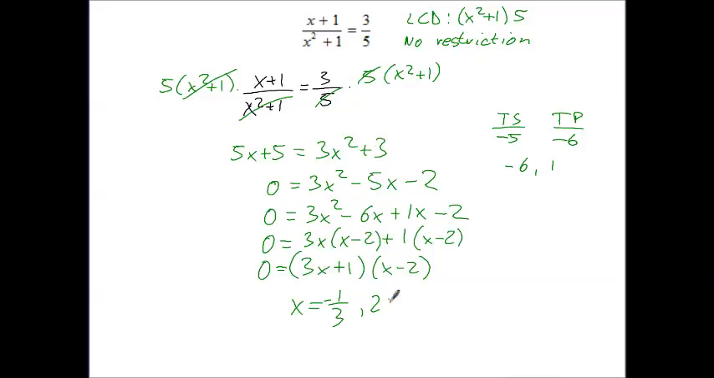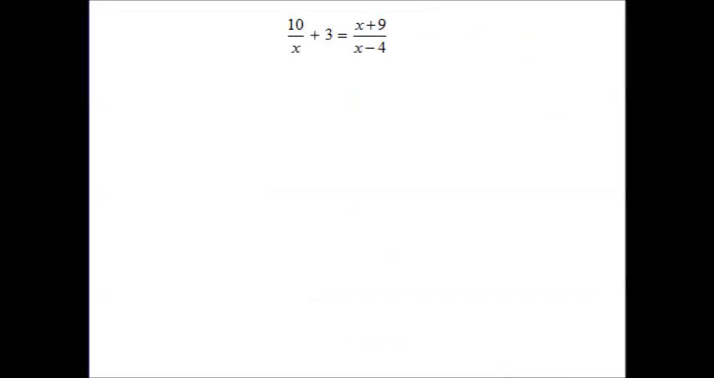Let's look at our restrictions. There were no domain restrictions. In other words, both of these numbers are solutions. Excellent. And let's move on to our last example. LCD. The LCD is going to be x and x minus 4. That's our LCD. Do we have domain restrictions?